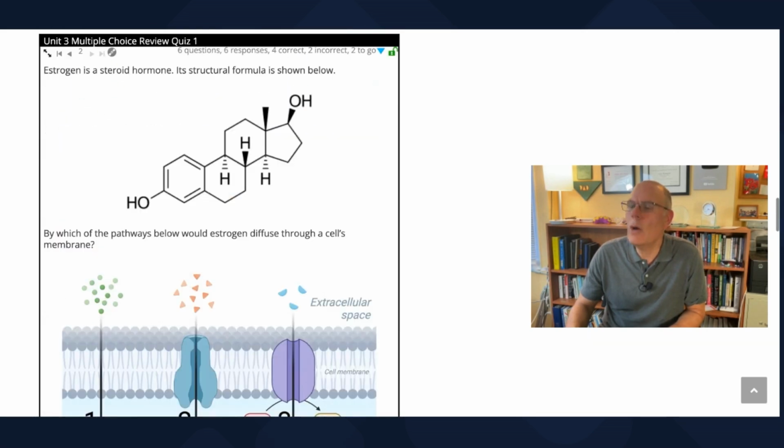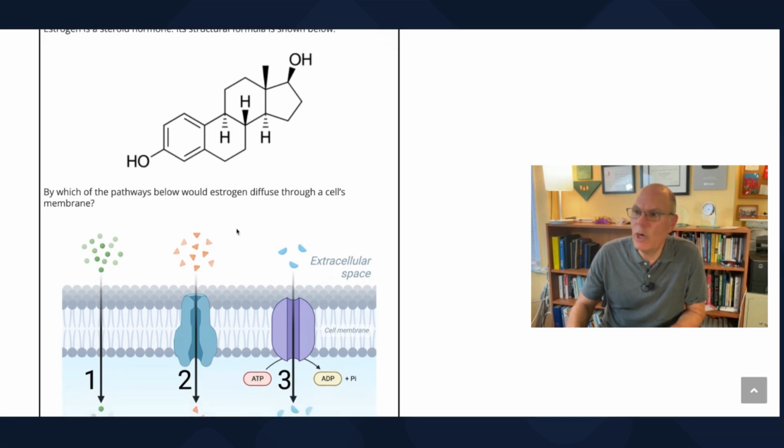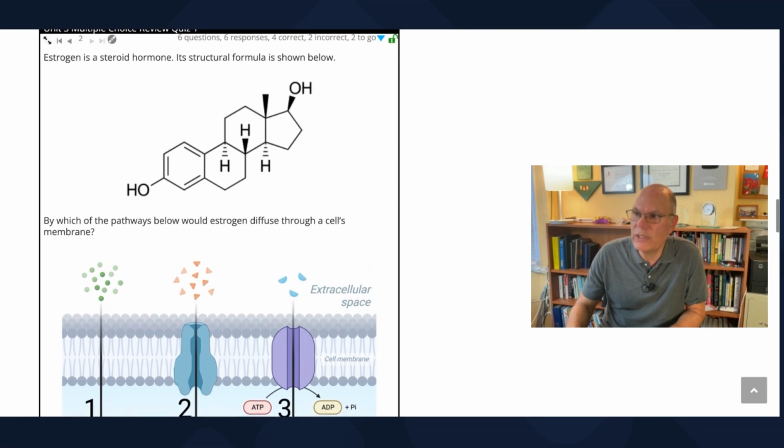Next question. Oh, here's the one that we got wrong before, because questions repeat. Estrogen is a steroid hormone. Its structural formula is shown below. Estrogen is a bunch of fused carbon rings, does have 2 hydroxyl groups on the outside. By which of the pathways below would estrogen diffuse through a cell's membrane?